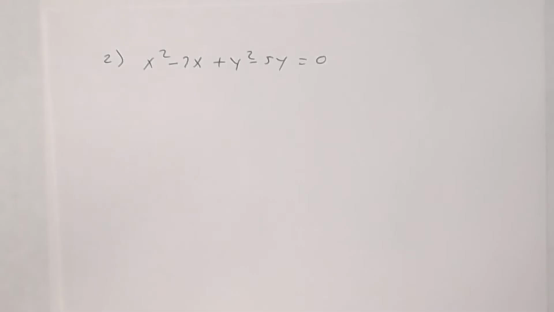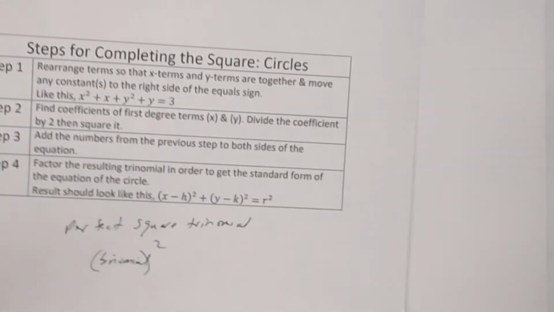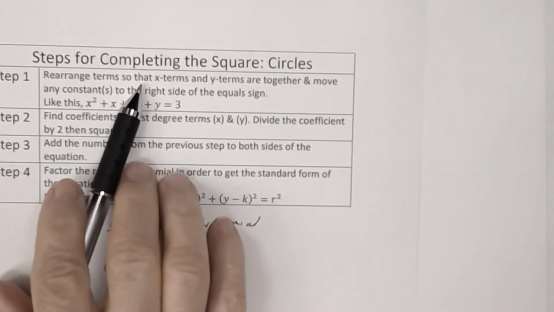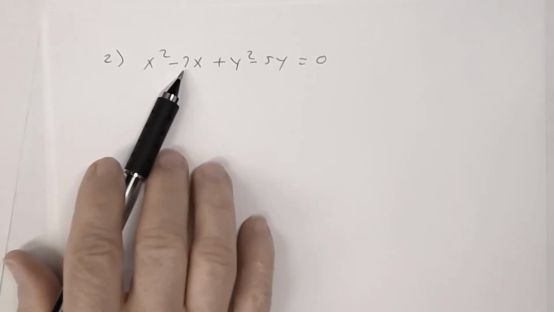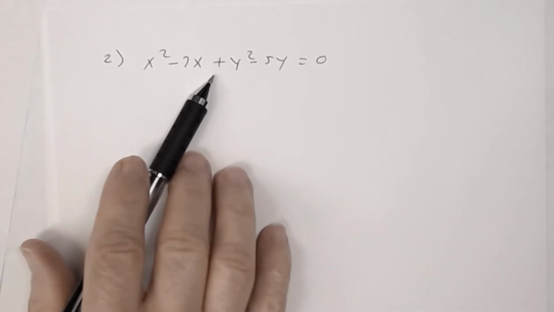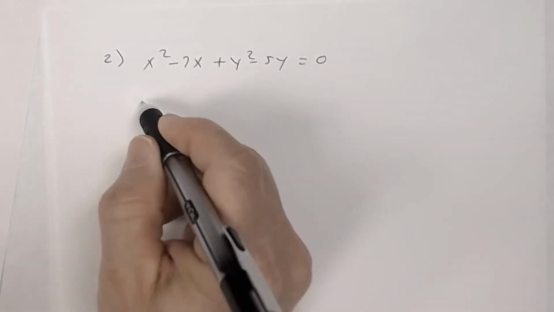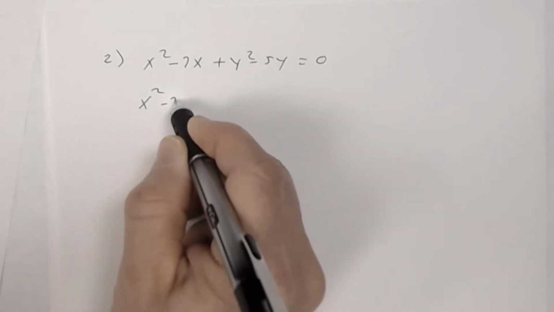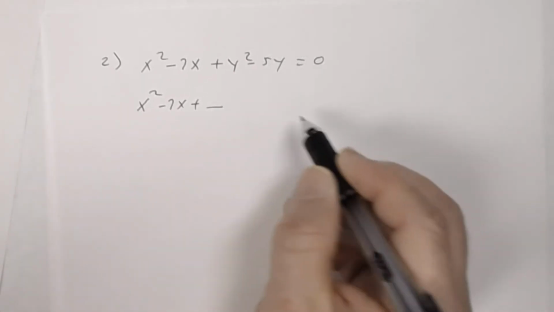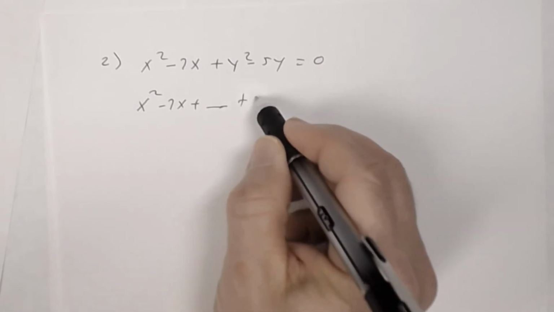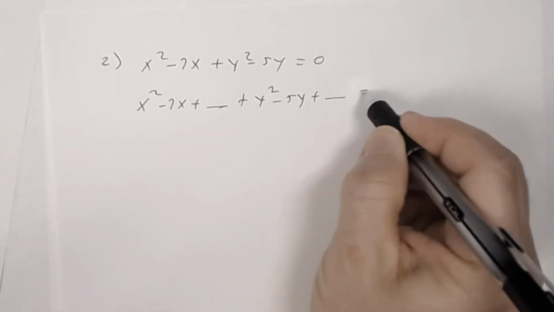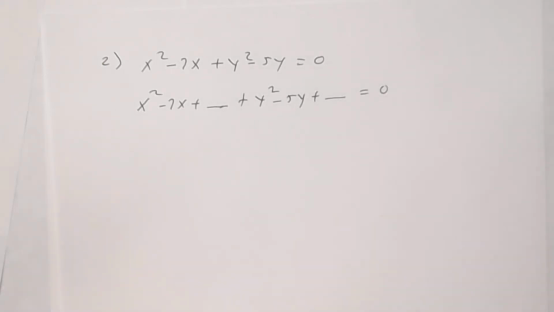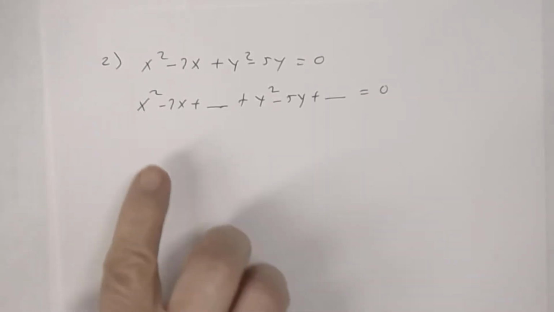Now, remember the steps. The first step is to rearrange the terms so that the x terms are together and the y terms are together, and they are. You see, they're already like this. But let's go ahead and leave some space here. Remember that space that we talked about? So what I would do is I would say this. Remember, you're always going to be adding a number here. Plus y squared minus 5y plus a number equal 0. Okay? All right. So that was step 1.